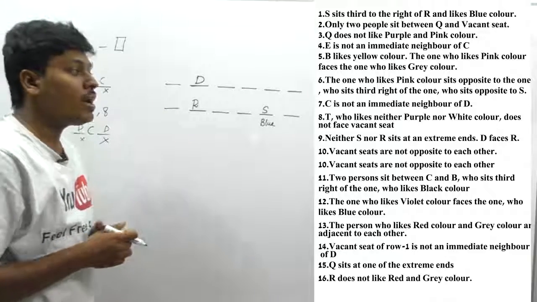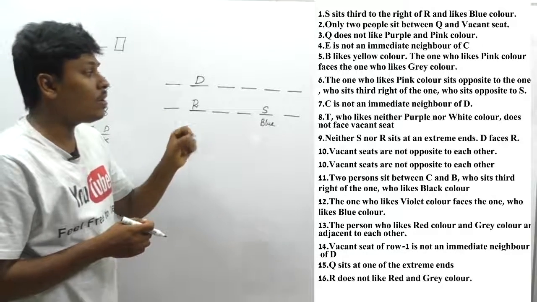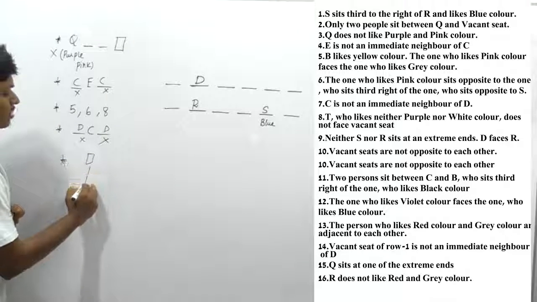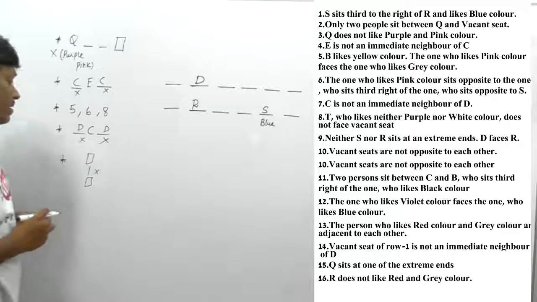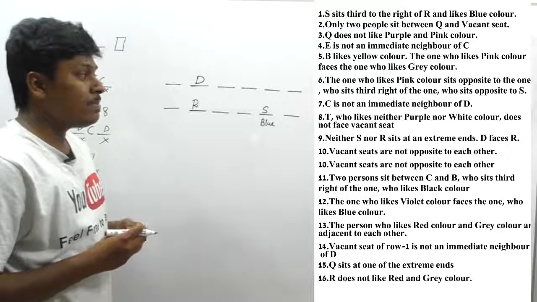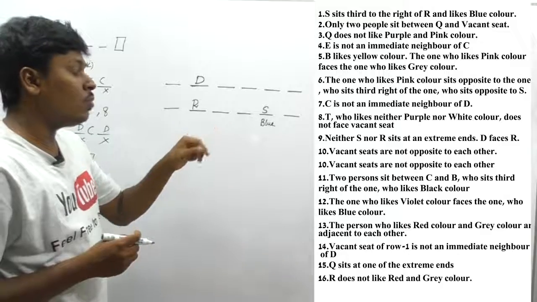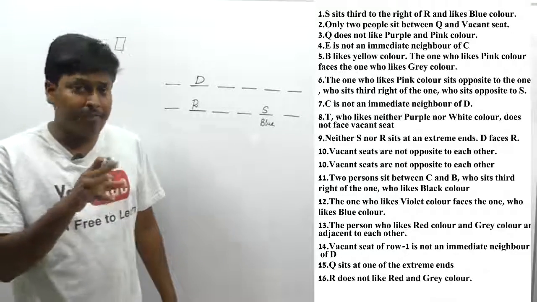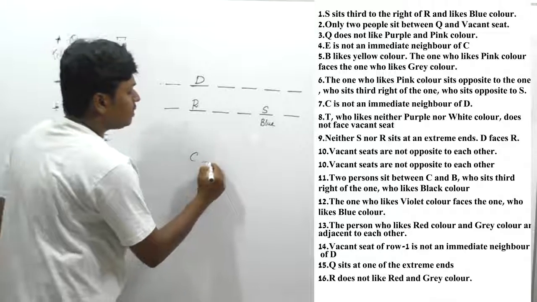So let me move on to point number 10. Vacant seats are not opposite to each other, right? So let me take it as a condition that the vacant positions are not opposite to each other. Okay. Two persons sitting between C and B, who sits third to right of one who likes black color. Friends, they have said that there should be a gap of 2 between C and B, right?